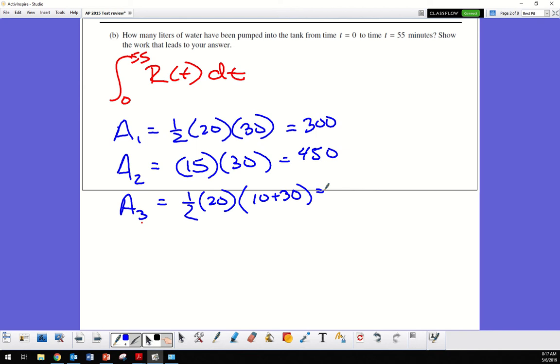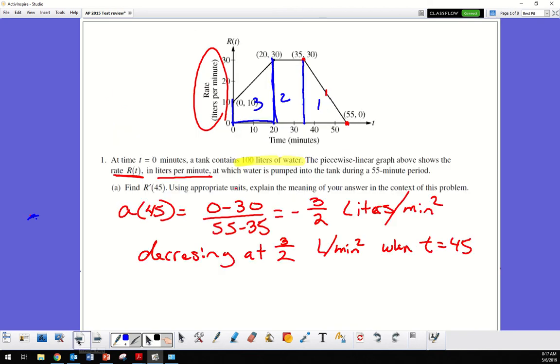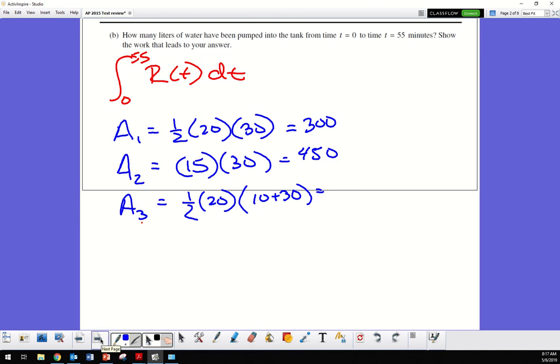For the second one, where'd you get 15? What's this from right here? From 20 to 35. Okay, so that's the thickness of that rectangle there. So that's going to give me 400. So my area for this one is going to be how many liters? Wait, how'd you get 300? What's half times 20 times 30? Oh, okay.